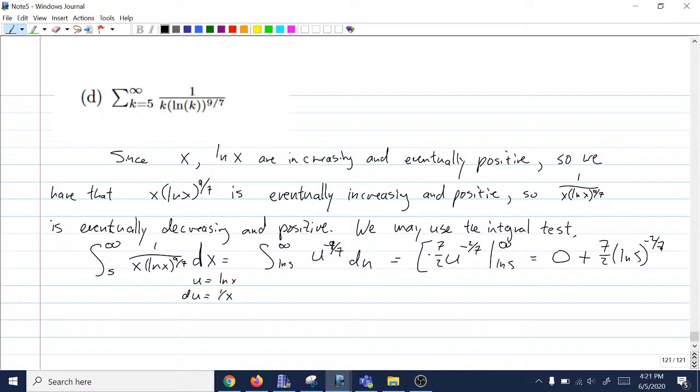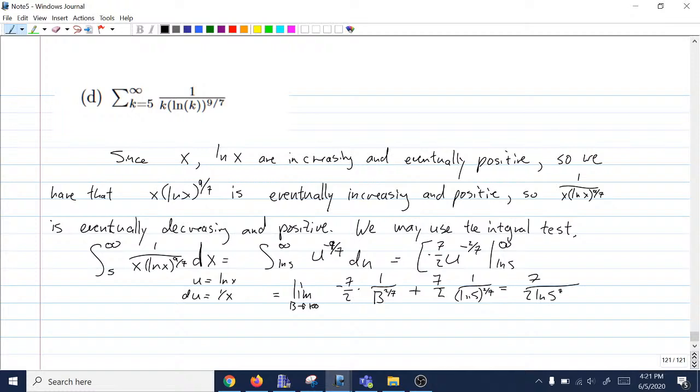This is negative power of infinity. Like, so this is 1 over. I guess this is worth writing. This is the limit as b goes to plus infinity of negative 7/2 times 1 over b to the 2/7 minus negative 7/2 times 1 over ln 5 to the 2/7, which equals 7 over 2 ln 5 to the 2/7, which is not infinity.